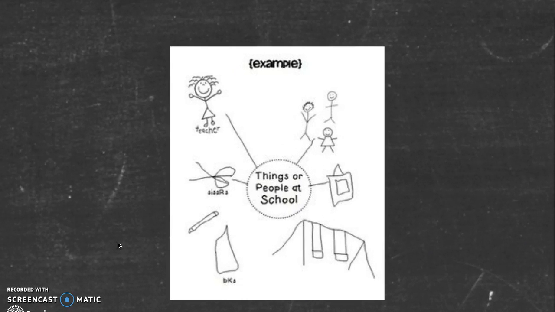So here's my first example, and as you can see in the middle, there's a topic, things or people at school. So the teacher probably gave the topic to the student and then allowed the student to draw pictures that they can relate to things at school. So in this example, they drew scissors, glue, paper, pencil, swing set, a teacher, and some friends. So those are all things that the student relates back to school.